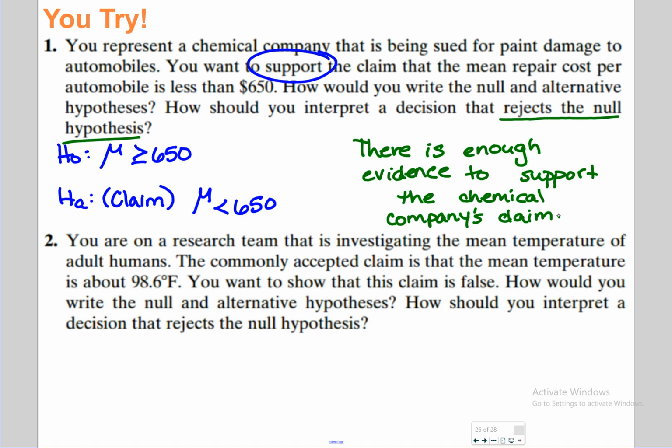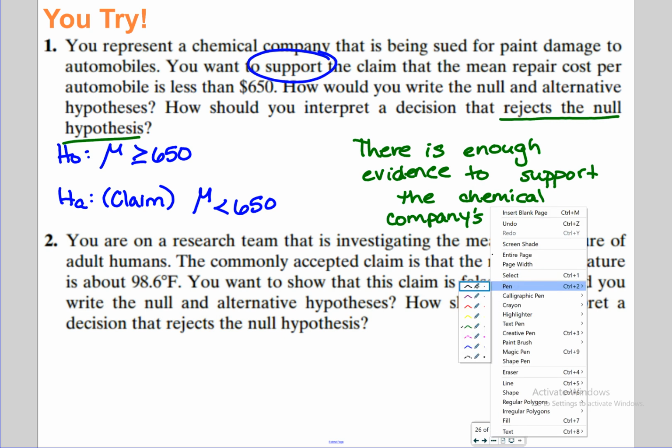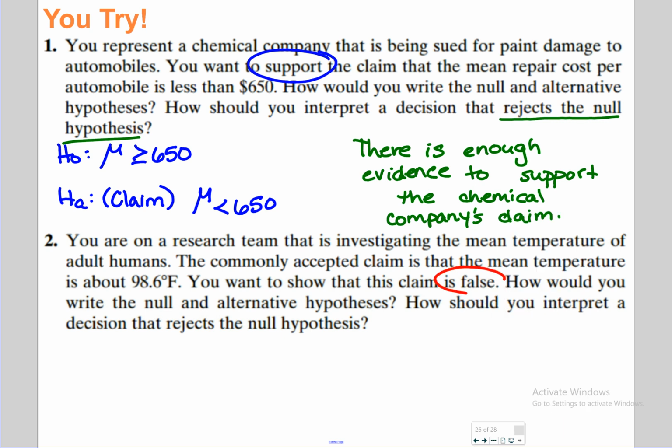You are on a research team that is investigating the mean temperature of adult humans. The commonly accepted claim is that the mean temperature is about 98.6 degrees Fahrenheit. You want to show that this claim is false. How would you write the null and alternative hypothesis, and how would you interpret a decision that rejects the null? All right, so I want to show that something is false. I don't want to support it. So my claim should be what?